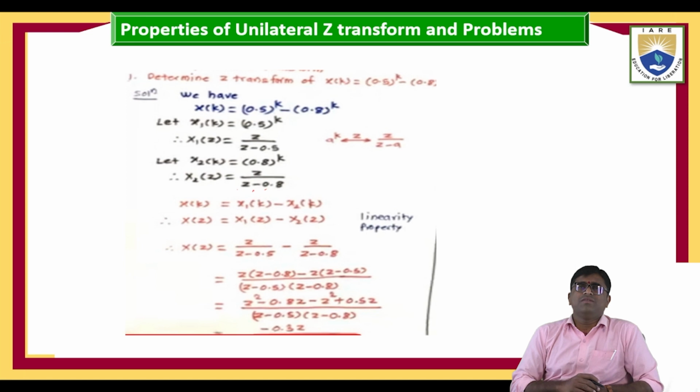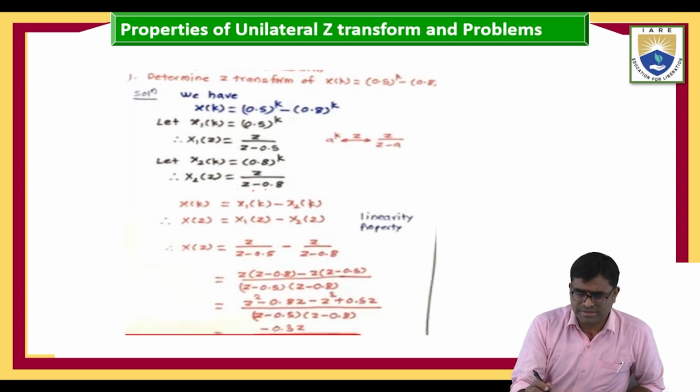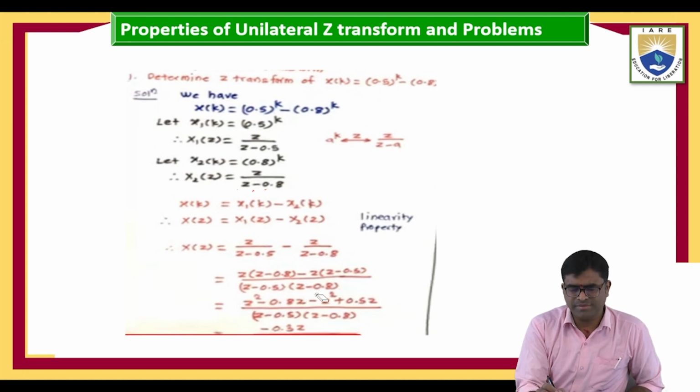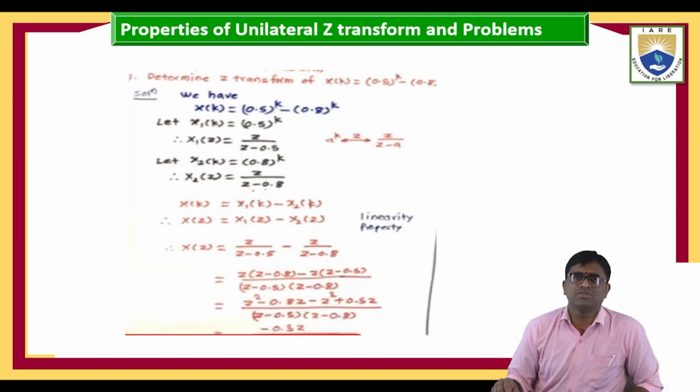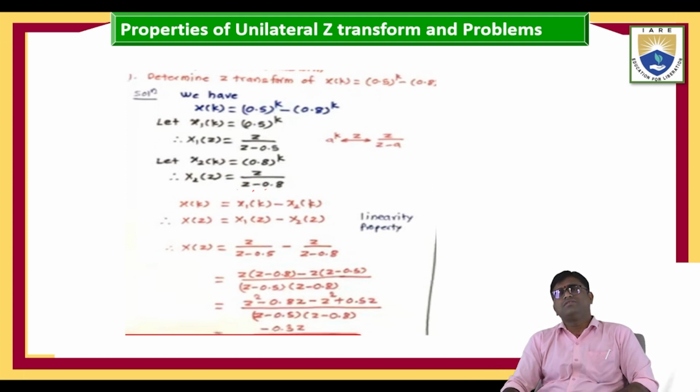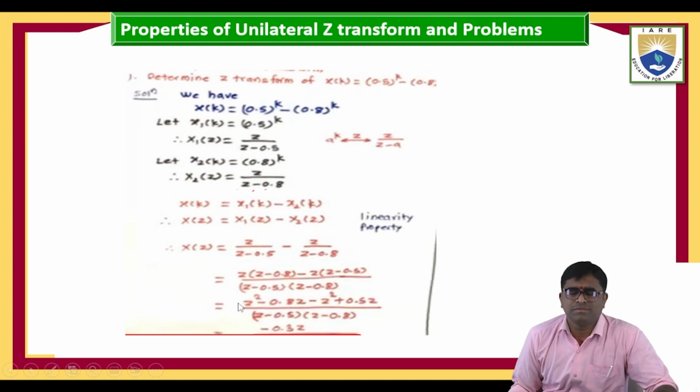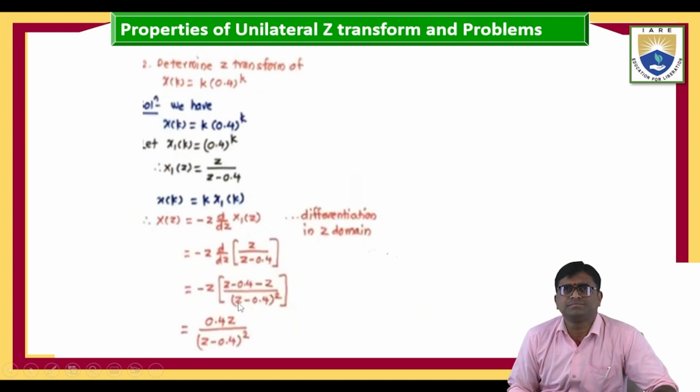If you are solving this one, taking the LCM, after that we get the value: z squared minus 0.8 z minus z squared plus 0.8 z over (z minus 0.5) into (z minus 0.8), and z into e power minus 8. It is the solution for this one. So this is the transform obtained by using the linear property.